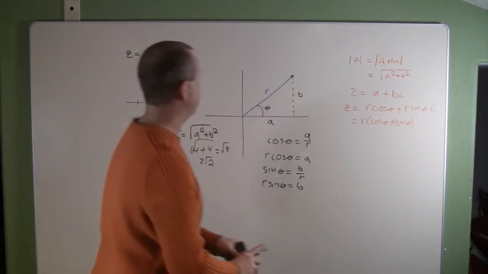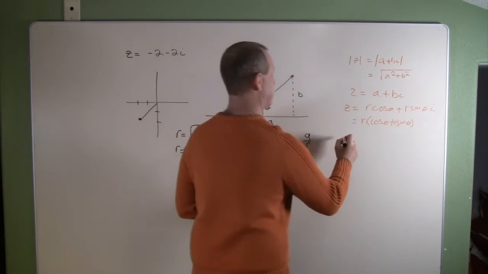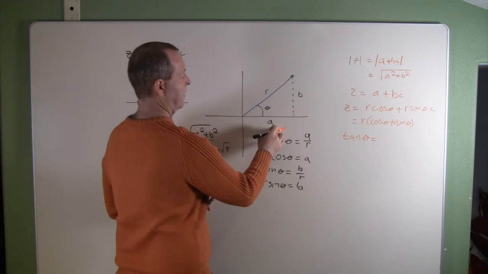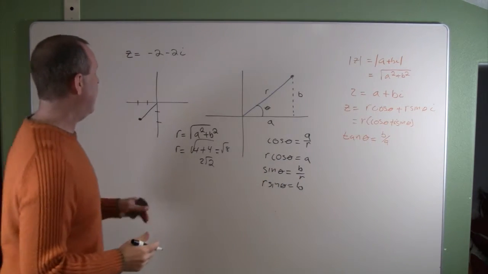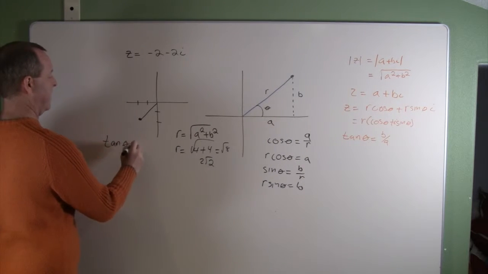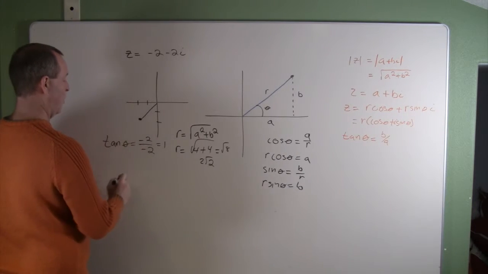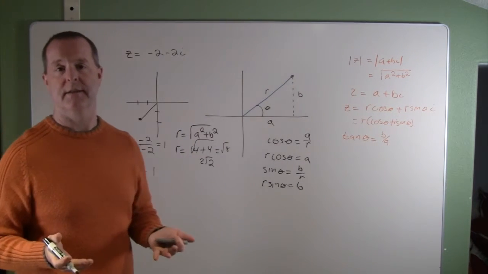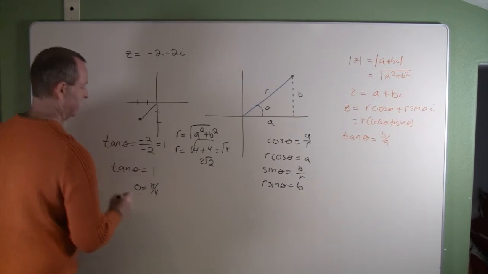And to do that, we'll remember that we have one other relationship in this complex polar form, and that was the tangent of theta. Tangent of theta equals opposite over adjacent, b over a. So given that, I have tangent of theta equals b over a, minus 2 over minus 2, equals 1. So what's the inverse tangent that equals 1? And you remember that that would equal pi fourths.